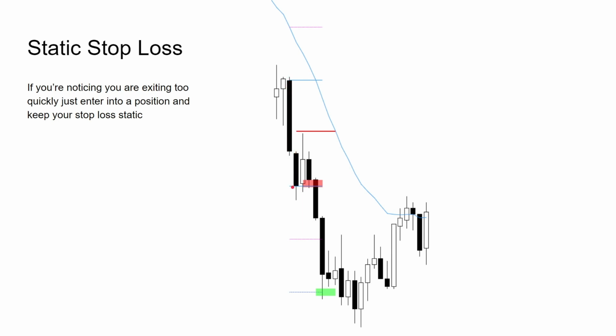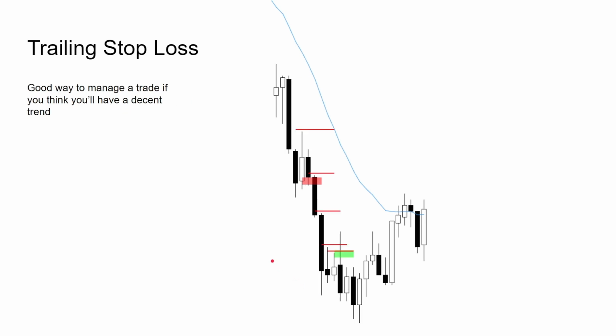So from here to here, it lands here. So you just enter in position here, place your stop loss here, and just leave and wait till it either hits your stop loss or your take profit. This is a good way if you're exiting trades too quickly.